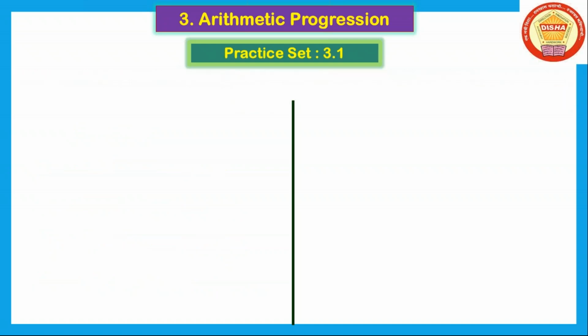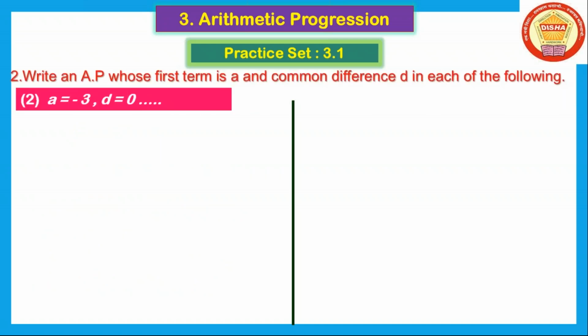Then we take second example. See here, A is equal to -3 and D is equal to 0. We see in the theory part, common difference may be positive, may be negative or may be 0. Okay. So here to find an AP, first we write first term T1 is equal to A, which is equal to -3. Okay.